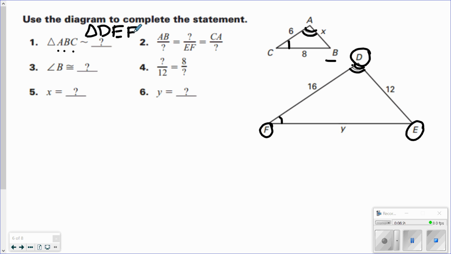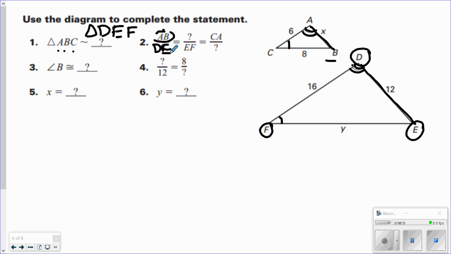For part 2, we have a few ratios going on here. So let's think about what we discussed in the last section. When we know triangles are similar, we know that their sides are proportional. Now if I look at AB at the top of this fraction, AB would be this side right here. Which side corresponds with side AB? It would be DE. So DE is going to go in the bottom here.